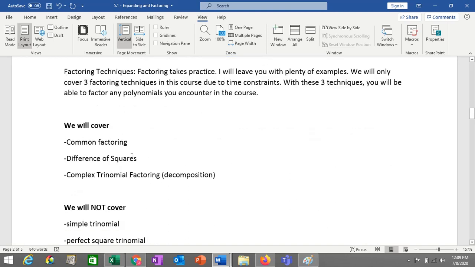So we're going to be coming up with 3 techniques. Okay, common factoring, difference of squares, and complex trinomial factoring. And to do this, we're going to use a method called decomposition. There are other methods to factor complex trinomials. I remember seeing one called Aussie rules or something at one point. I don't know, but we're going to use decomposition, which is the one that you've probably seen in your textbook.